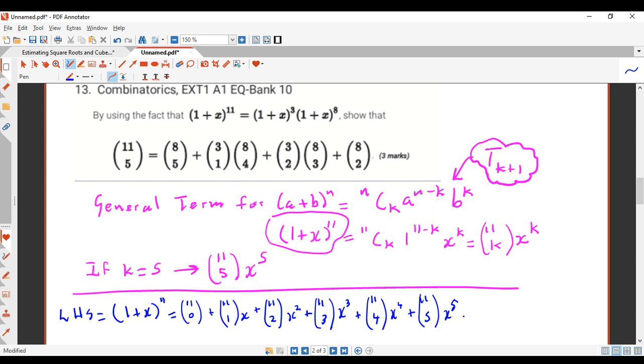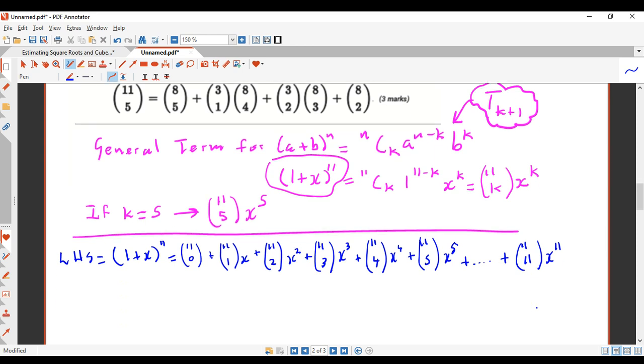That keeps going, doesn't it? It keeps going forever. Not forever, actually. It keeps going up to 11C11 and x to the 11. Yep. Okay, now let's look at the right-hand side.